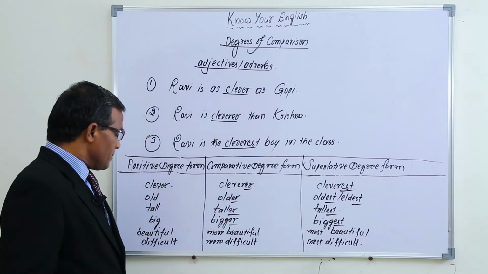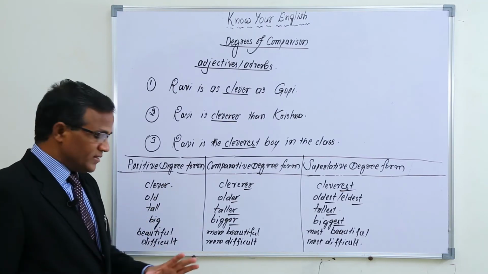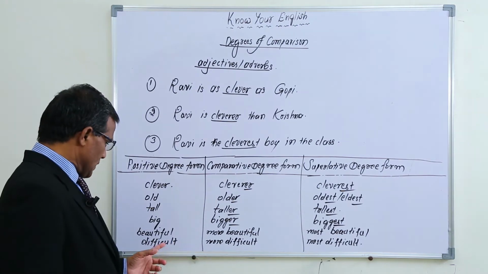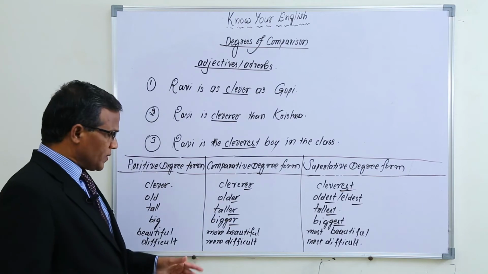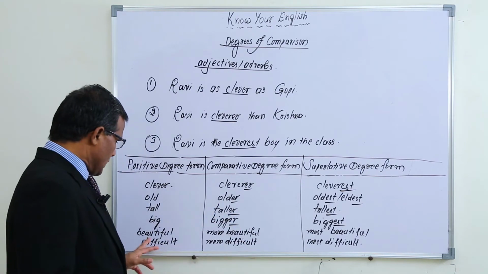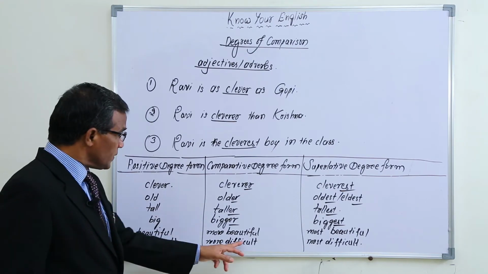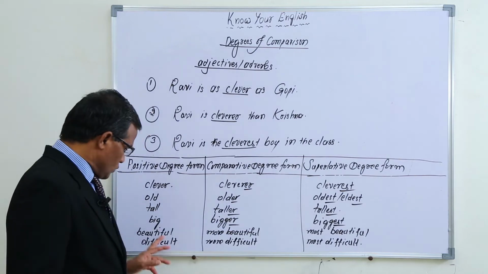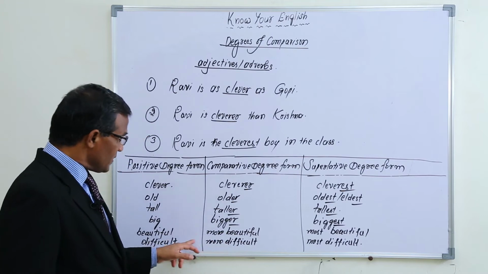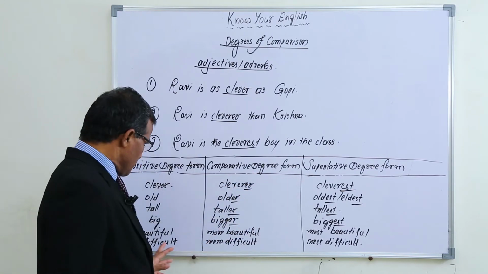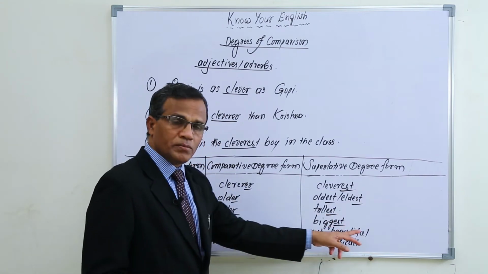Okay, it's easy. But there are some long adjectives, meaning bigger words, bigger in size, like beautiful, difficult, industrious, such words are there. For such kinds of adjectives, we have to use more with the positive degree, so that you get the comparative degree form. So beautiful, if you add more to this, more beautiful, this is the comparative degree form of beautiful. And the superlative degree form of beautiful is most beautiful.